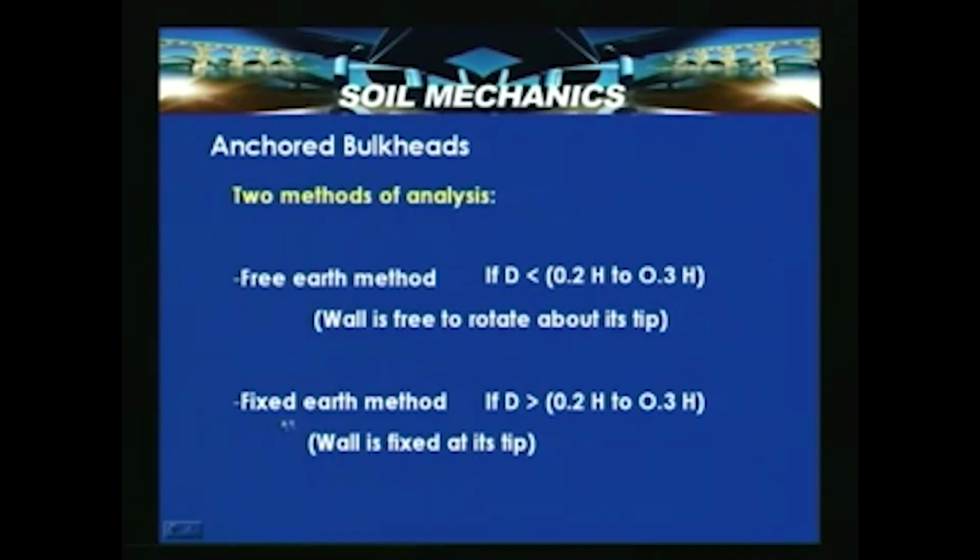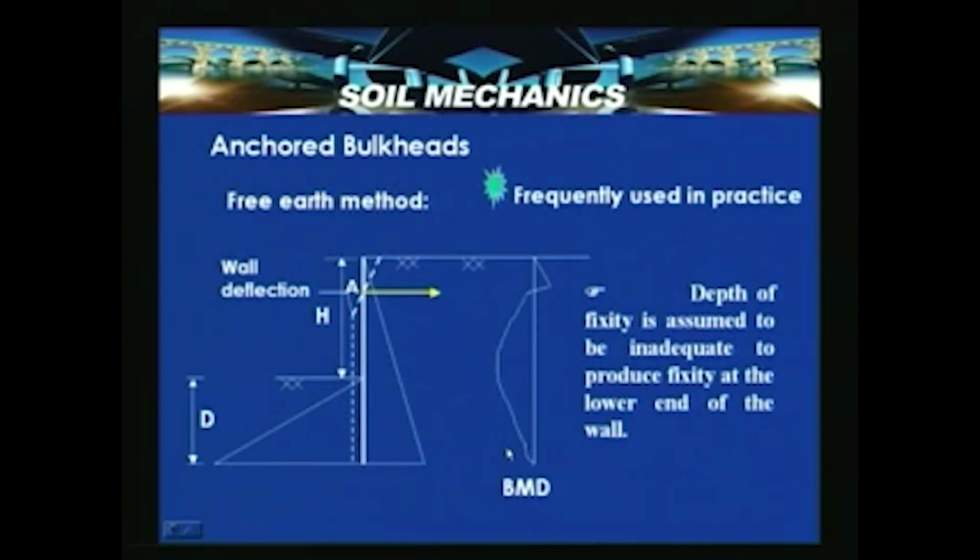So, the fixed earth method is generally used if the depth of embedment is large, that is more than 0.2 to 0.3 times H, and the wall is fixed at its tip firmly. In anchored bulkheads, the free earth method is frequently used in practice.